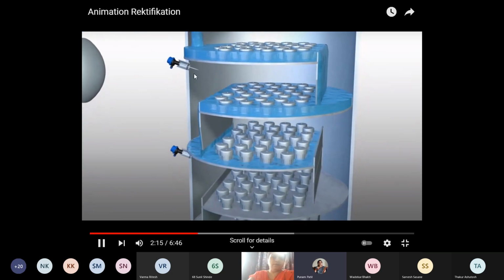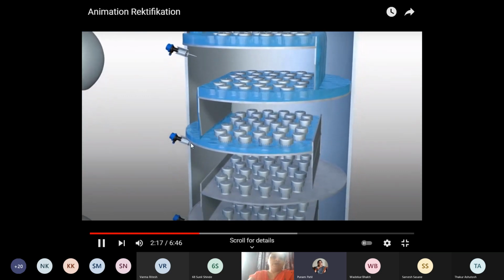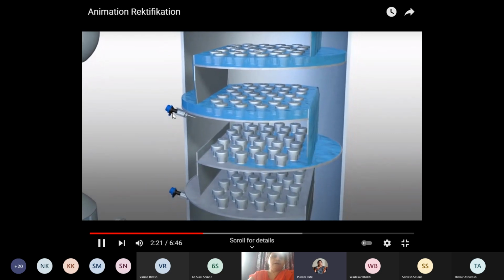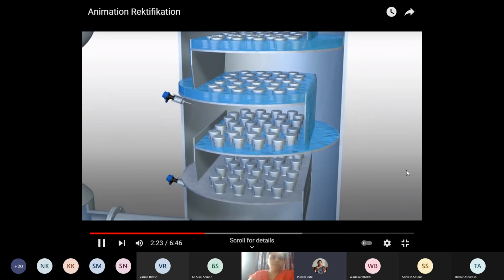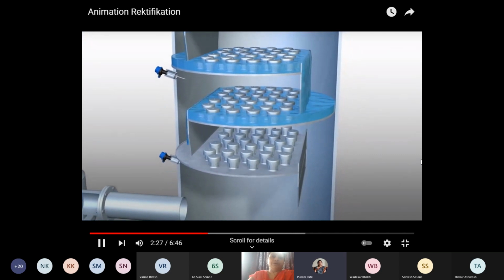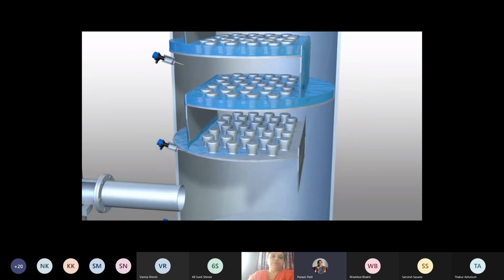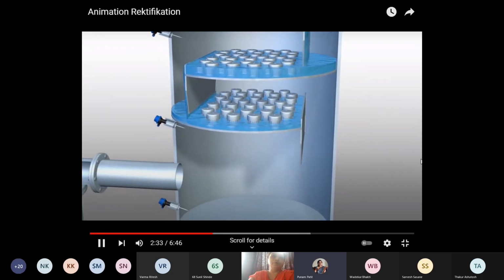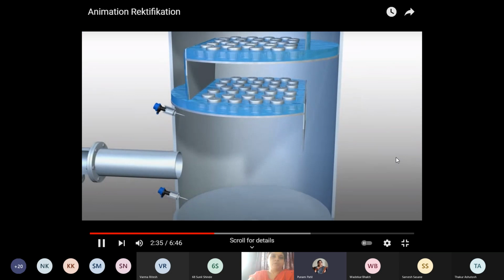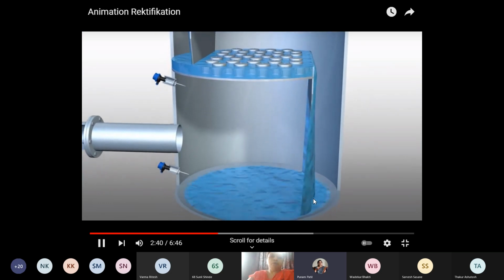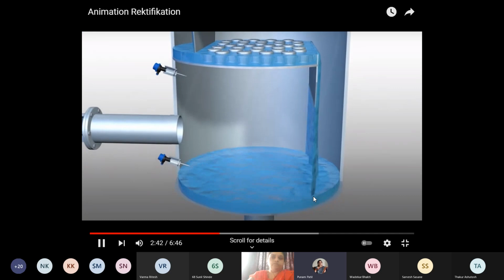These are temperature sensors. ये जो दिख रहा है, these are temperature sensors. Thermowell is there and the temperature sensor is added. So at each tray there is a different temperature, so you will get different equilibrium of the components. At the bottom, the liquid is collected.